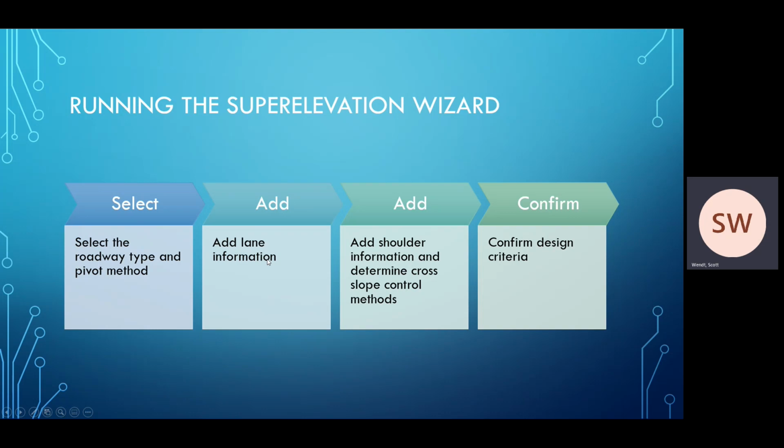Next, we have our lane information, how wide our lane is, our lane cross slope for our normal sections, and how many lanes we have. And if we have an asymmetric roadway, we may add 1 or 2 lanes on either side. Next, we're going to add our shoulder information. We're going to add our width and our normal cross slope. And depending on our roadway type, we may be able to calculate the inside median shoulders or outside shoulders. We'll also be able to determine our cross slope control method, so how our shoulder rotates adjacent to our roadway or our lanes. And lastly, we're going to confirm our design criteria.